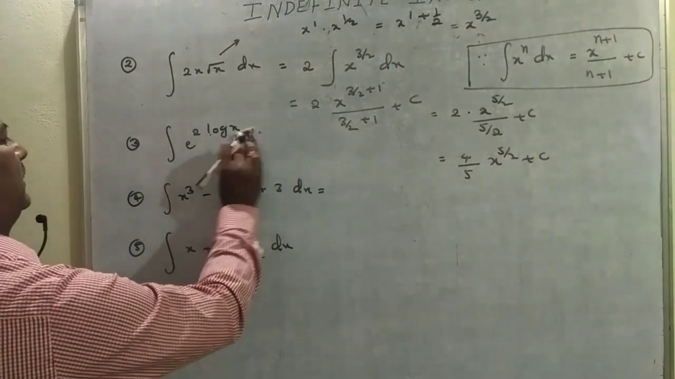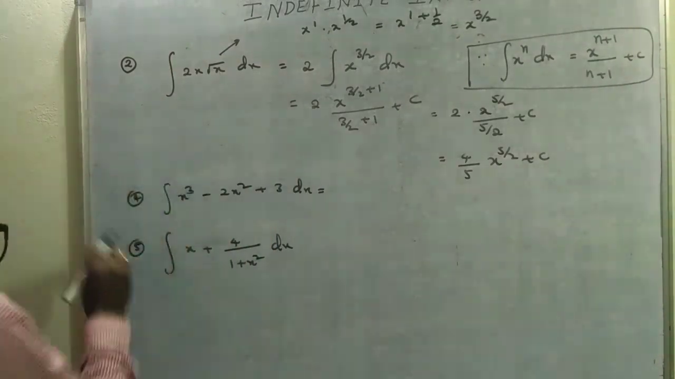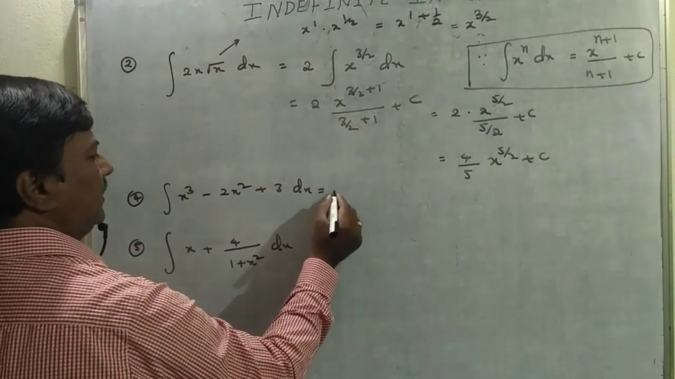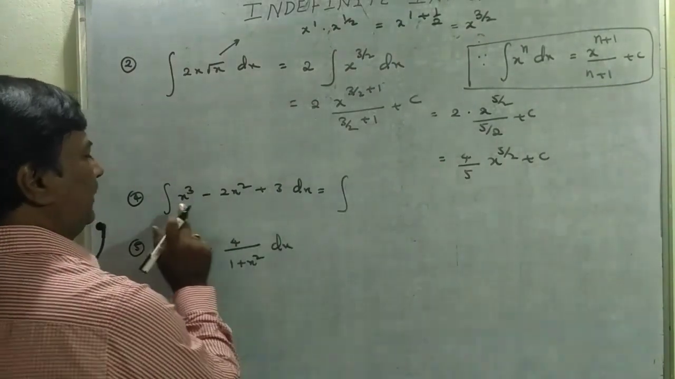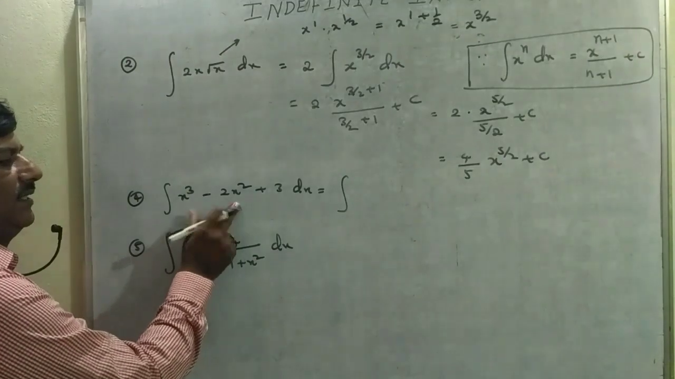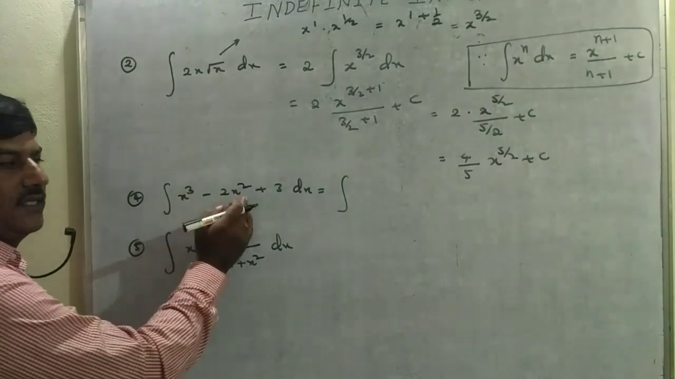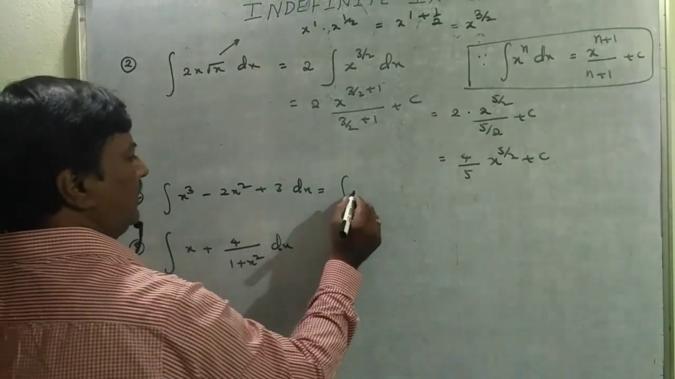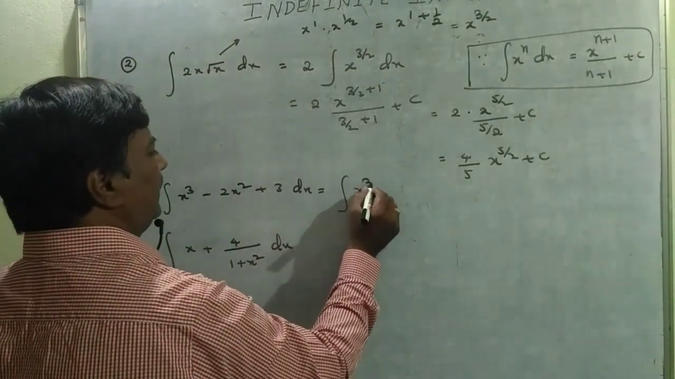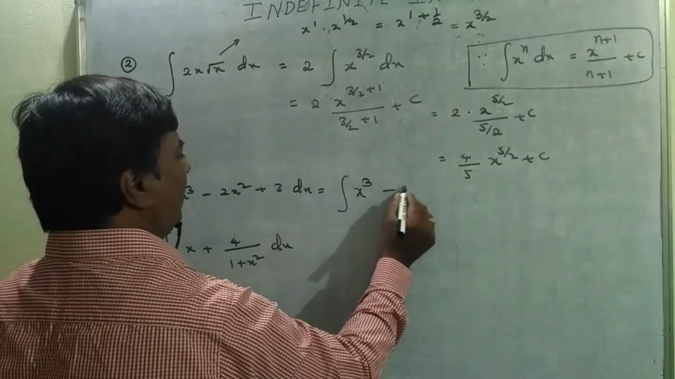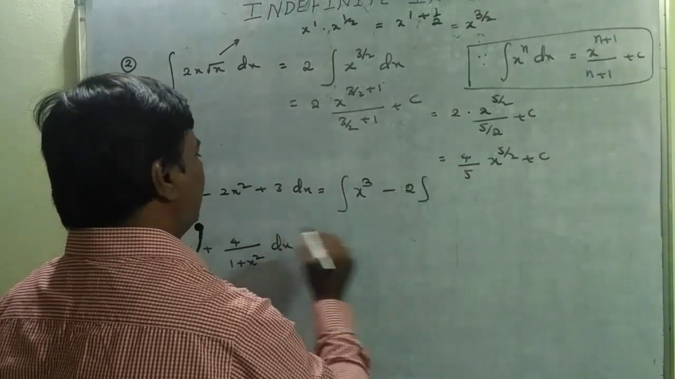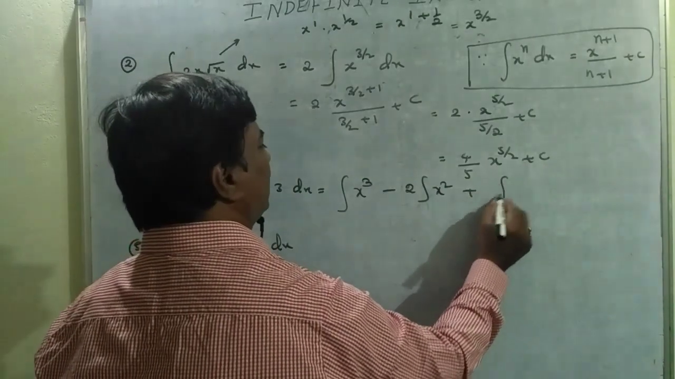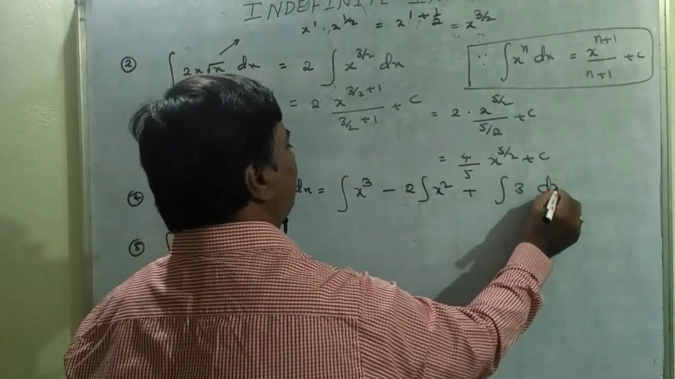Now we can proceed with one more question on the same model. Let's consider the fourth question. Again the same application: integration of f plus g is nothing but integration of f plus integration of g. Subtraction is also the same, so we can split separately: integration of x cube, minus the constant written outside, integration of x square, plus integration of 3 dx.